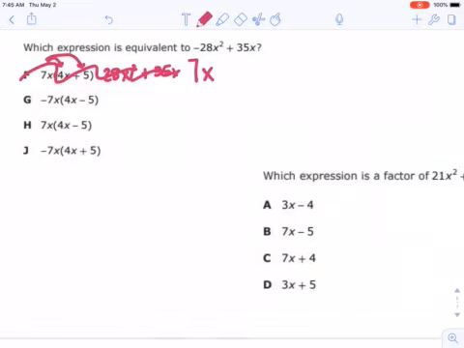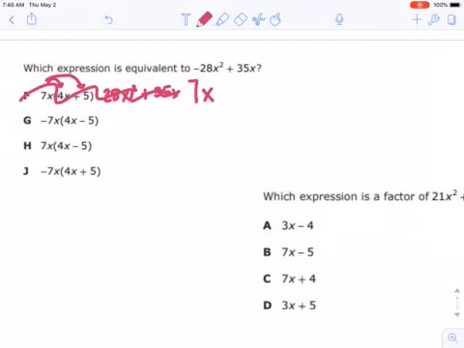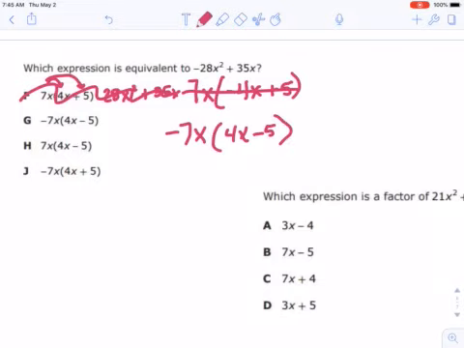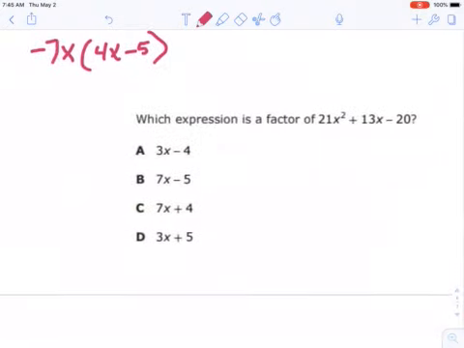So if I take out a positive 7x, I'm going to be left with negative 4x plus 5. But none of them say that. So instead, let's try taking out the negative 7x. I'm going to be left with positive 4x minus 5, which is the answer for G. Okay, but again, you could have just multiplied all those answer choices and seen if you got the original problem.